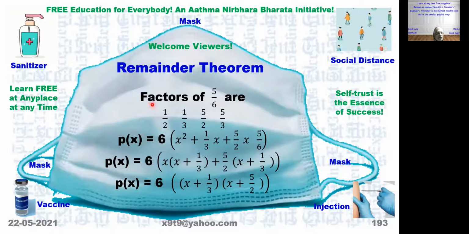So the given polynomial, taking out 6 as the common factor, we can write it as x square plus 1 by 3x plus 5 by 2x. That is, we have taken these middle two terms, which are giving the required value, and plus this 5 by 6. So you have to write a plus sign here. Now px is equal to 6.